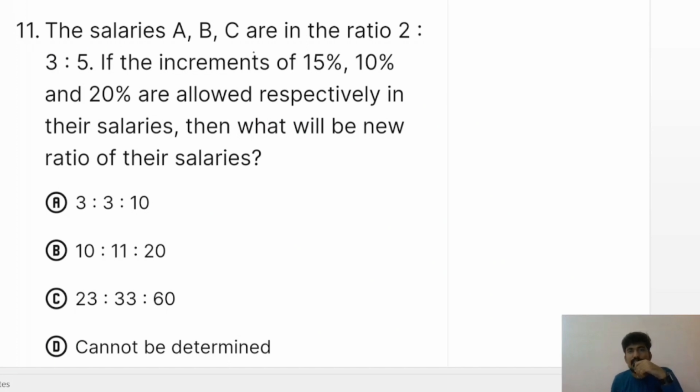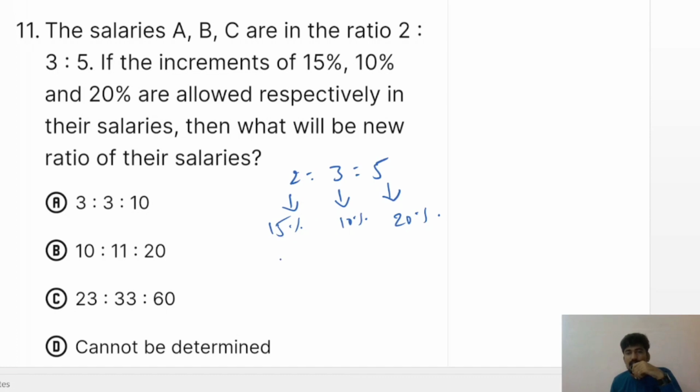11th question, the salaries A, B, C are in the ratio 2:3:5. If the increments of 15%, 10%, 20% are allowed respectively in their salaries, then what will be the new ratio of their salaries? Initially their salaries are in the ratio 2:3:5. First, A's salary is increased by 15%, B's salary is increased by 10%, C's is increased by 20%.